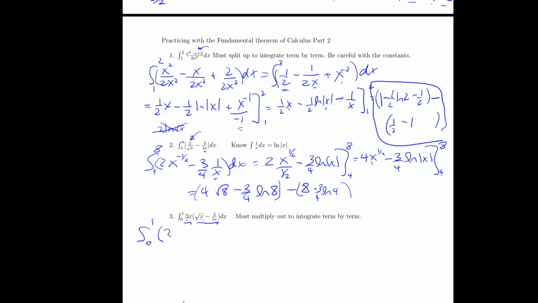So these multiply together to give you x to the 3/2, right? Because you add exponents, x to the 1, x to the 1/2. And then when I multiply these two together, the x's cancel, so I get minus 6 dx. All right, so let's take the antiderivative. So 3, I'd have x to the 5/2, and I'm just going to multiply by the reciprocal 2/5 minus 6x. And then I'm going to be evaluating it between 0 and 1. So if I plug in 1, I get 6 over 5 minus 6. And if I plug in 0, there's nothing there.